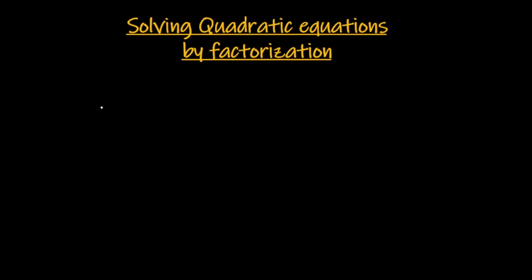In today's video, we want to look at solving quadratic equations by the method of factorization. So let's begin by looking at an example. Assuming we have x squared minus 40x minus 6000 is equal to 0. How do we go around solving this particular quadratic equation to get the roots of this equation?